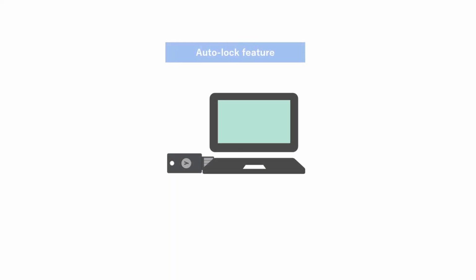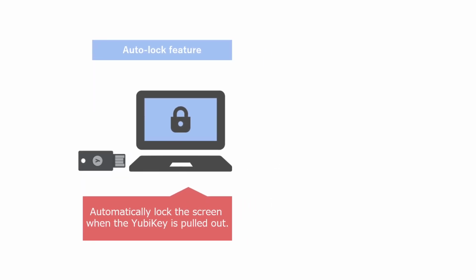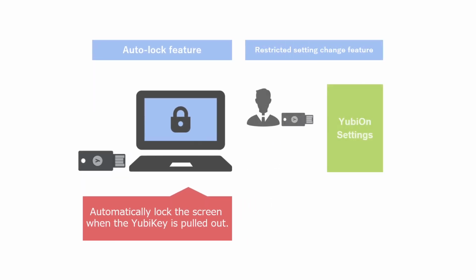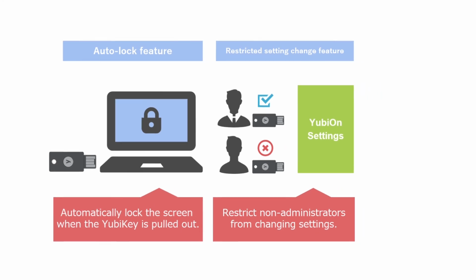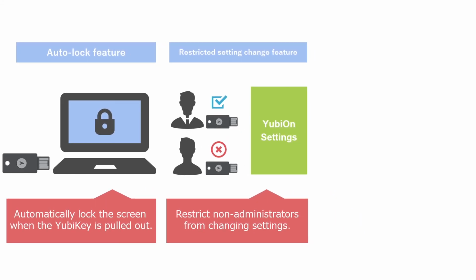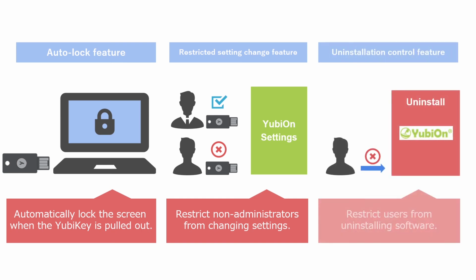If you turn on the auto lock function, the screen will be locked automatically when you pull the YubiKey out of the USB port when you leave your desk. By turning on the function to restrict setting changes, you can restrict the settings from being changed by non-administrator users. You can restrict users from uninstalling the software by turning on uninstall control. These functions can be freely turned on and off with the setting tool.